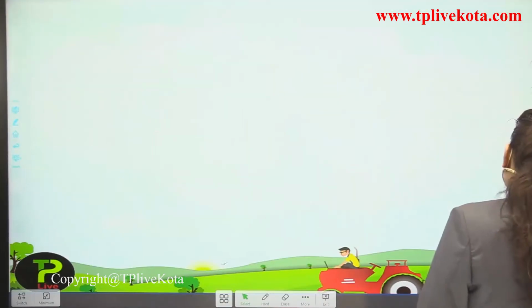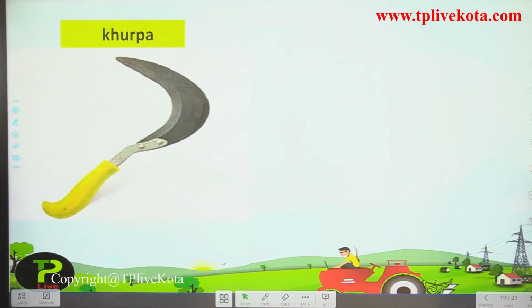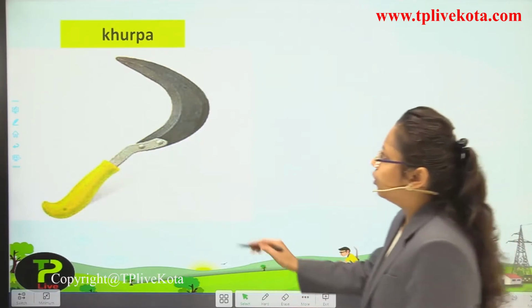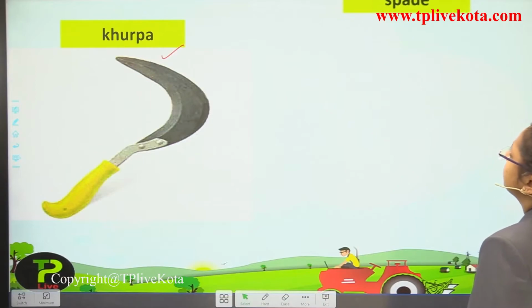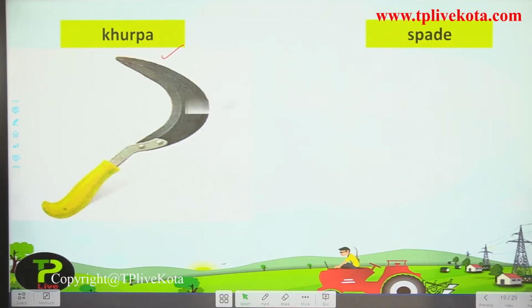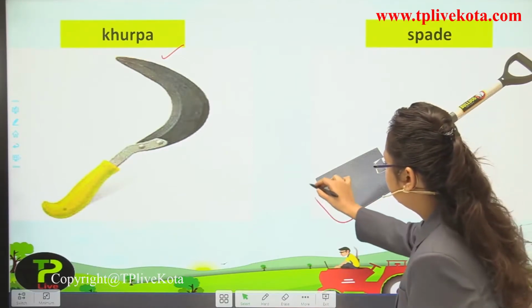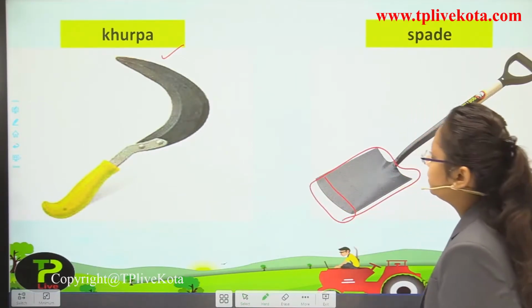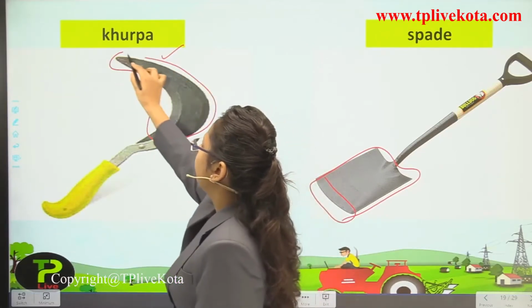Now you can see some images of the implements which we use. The first one is the khurpa. The second one is the spade. You can see here it has sharp edges around it. Very sharp edges it has. Neither of the equipment has blunt ends.